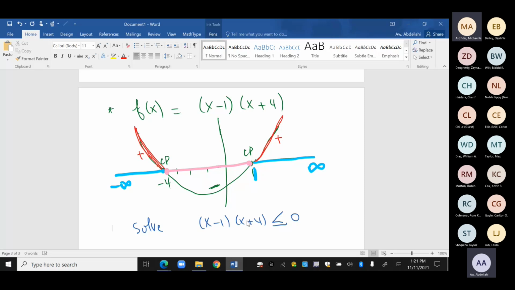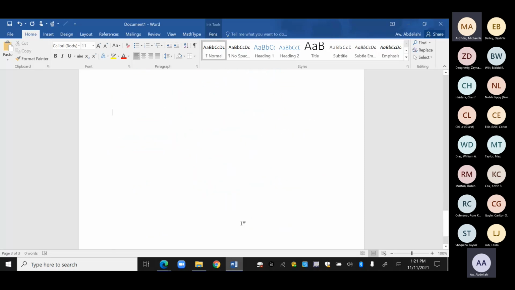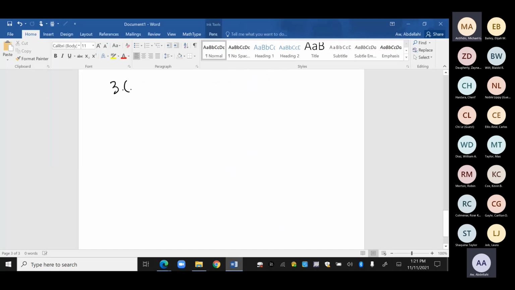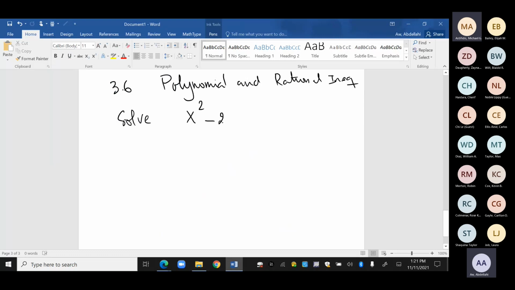So polynomial and rational, this is the last section, 3.6, polynomial and rational inequalities. Somebody asks me to solve x squared minus 2x minus 8 greater than or equal to 0.